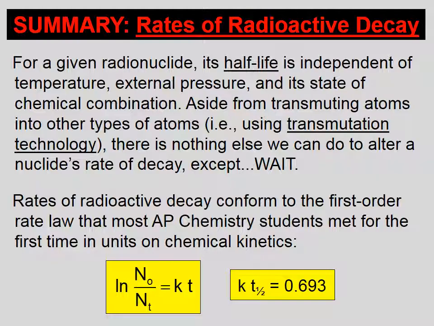Let's summarize rates of radioactive decay. For a given radionuclide, its half-life is independent of temperature, external pressure, and its state of chemical combination. Aside from transmuting atoms into other types of atoms, i.e. using transmutation technology, there's nothing else we can do to alter a nuclide's rate of decay except wait. Rates of radioactive decay conform to the first-order rate law that most AP chemistry students met for the first time in units on chemical kinetics. And there they are. On the left, the first-order rate law, and on the right, the half-life equation.